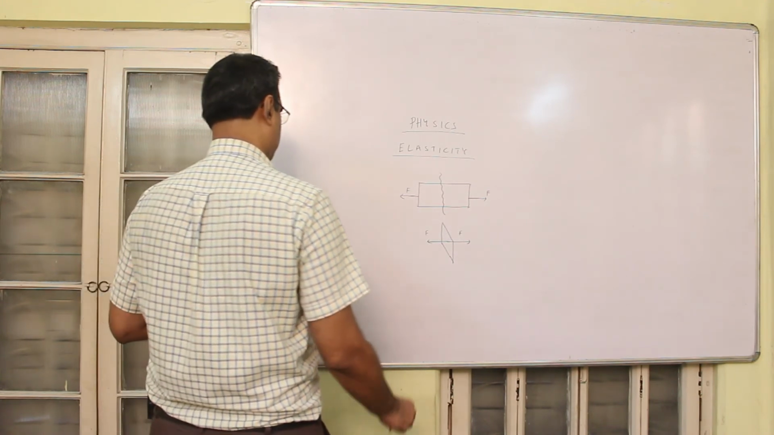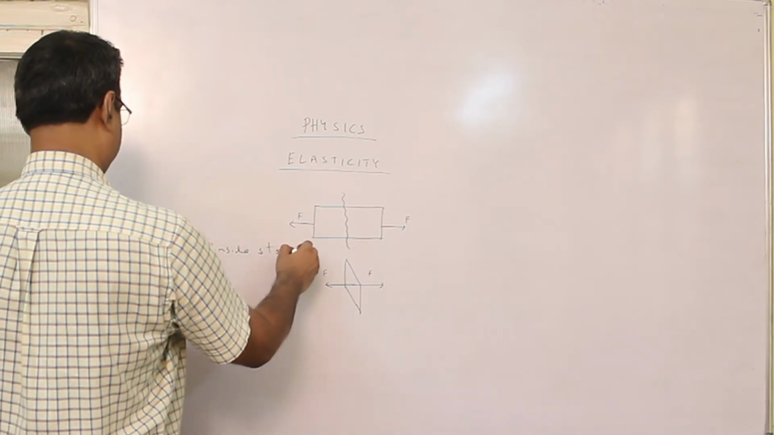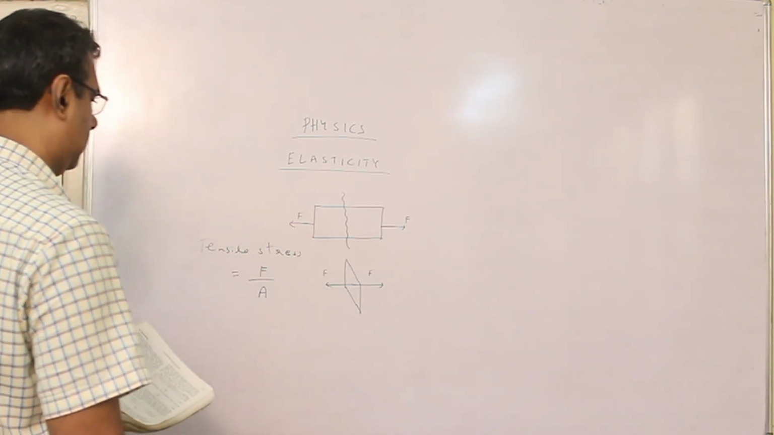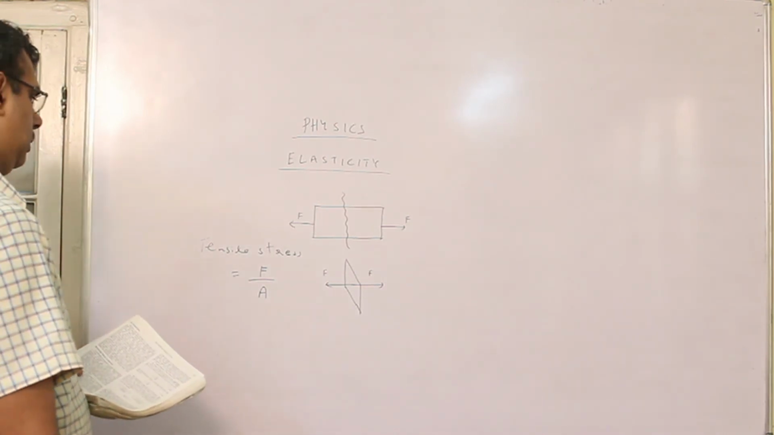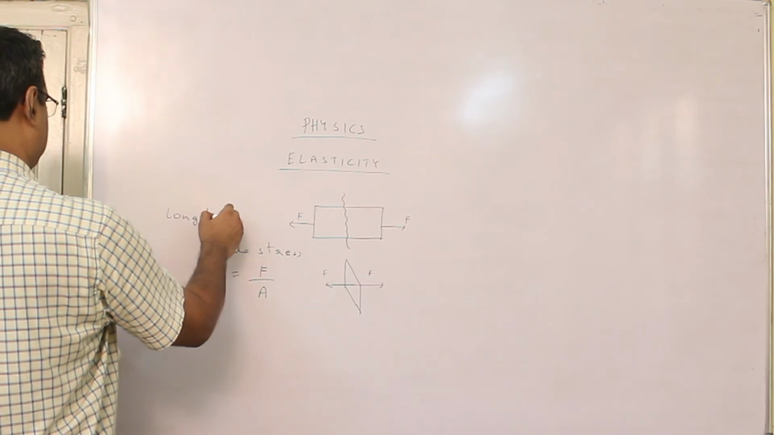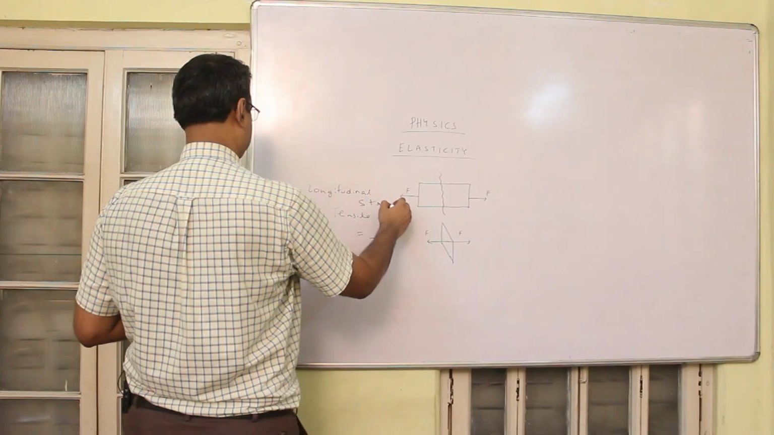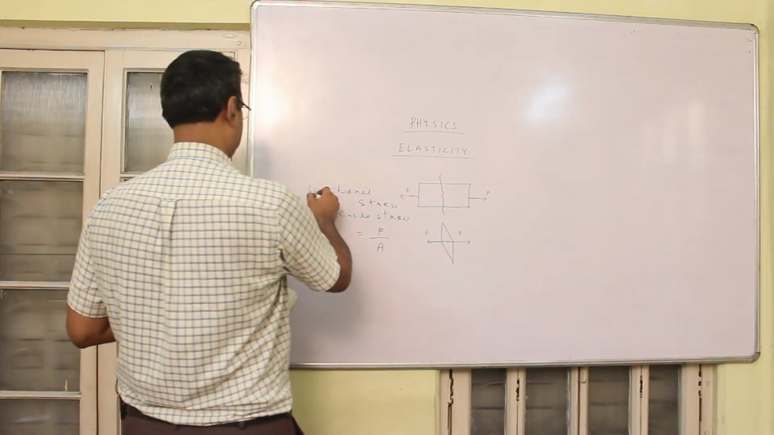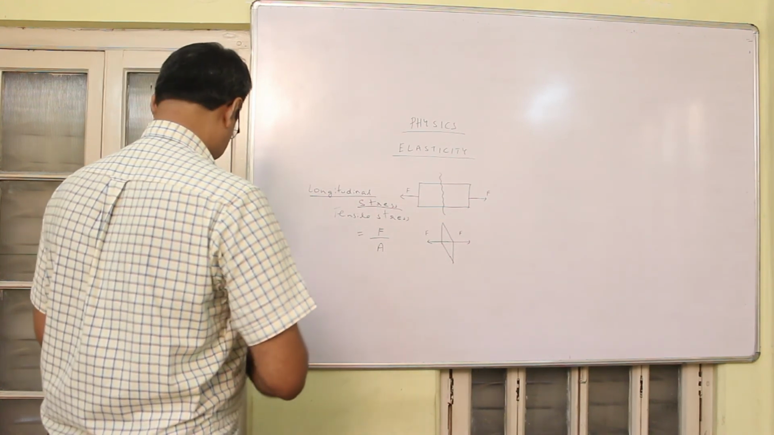So the tensile stress is defined as F divided by cross section area. So tensile stress is F by cross section area. Tensile stress comes under the broad category of longitudinal stress. So longitudinal stress is basically of two types.